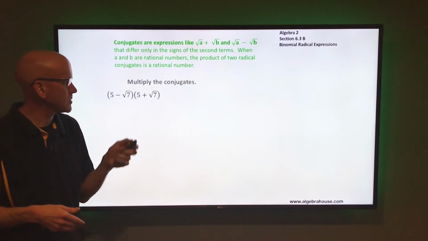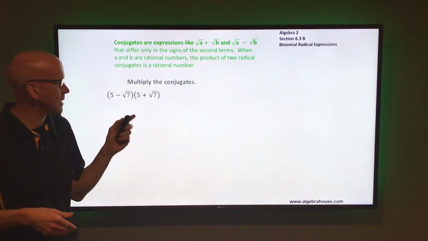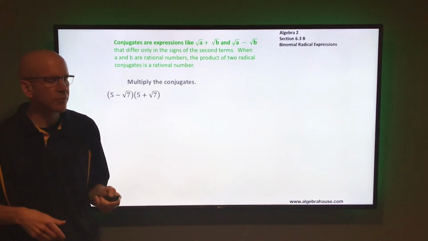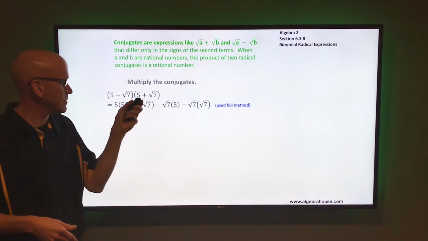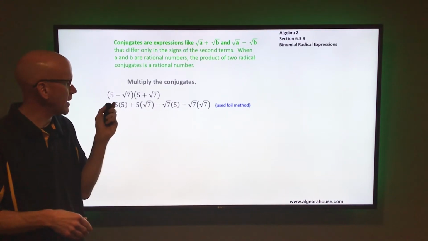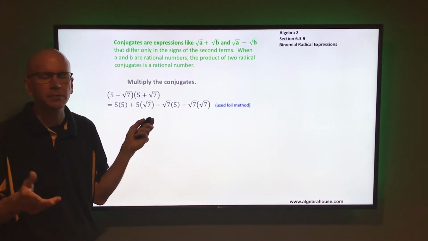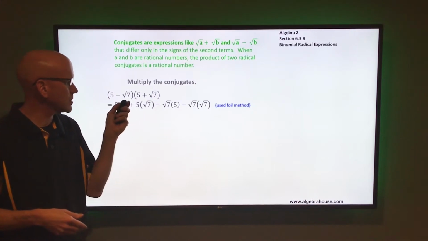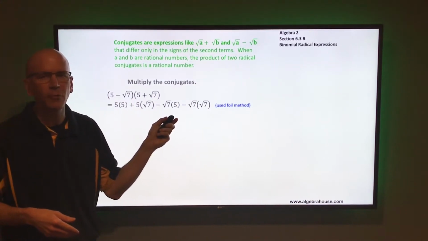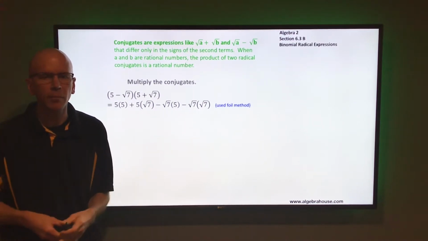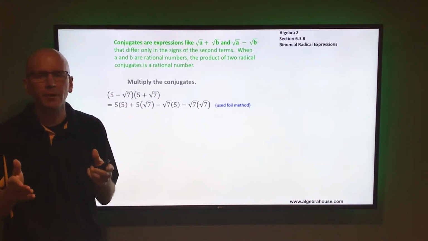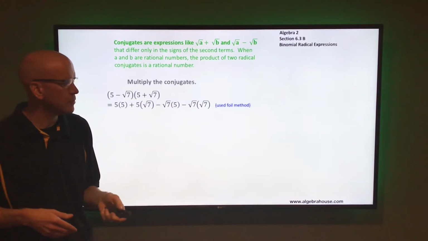I'm going to multiply these two conjugates, 5 minus the square root of 7 and 5 plus the square root of 7. So if we multiply those, just going to use the FOIL method or distributive property. Take 5 times 5, those would be the first terms. 5 times the square root of 7, those would be the outer terms of the FOIL method. Then negative square root of 7 times 5, those are the inner terms of the FOIL method. And negative square root of 7 times the square root of 7, those are the last terms of the FOIL method. Remember, FOIL method and distributive property are the same things when you're multiplying two binomials.